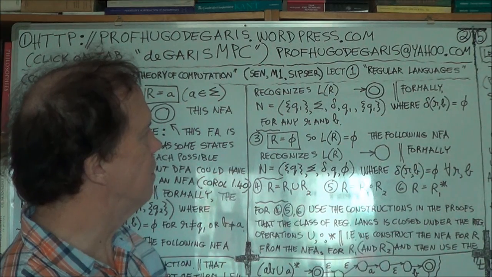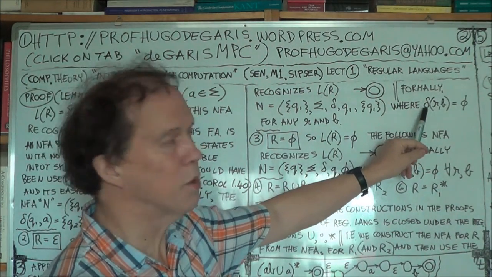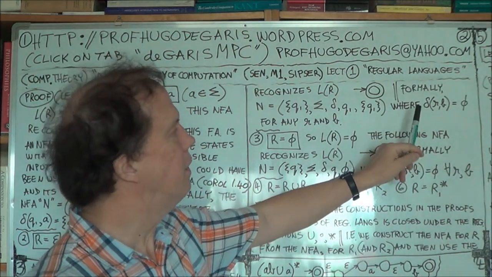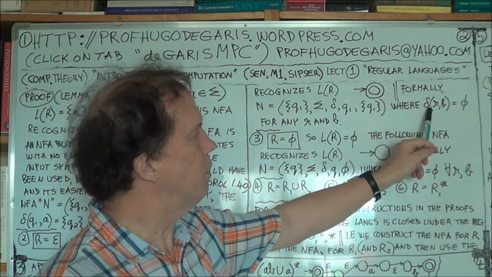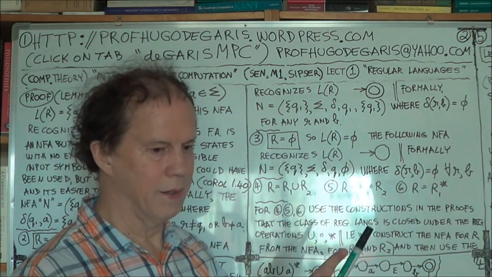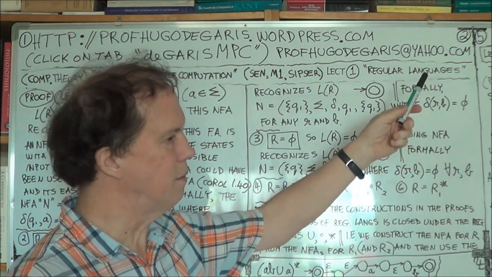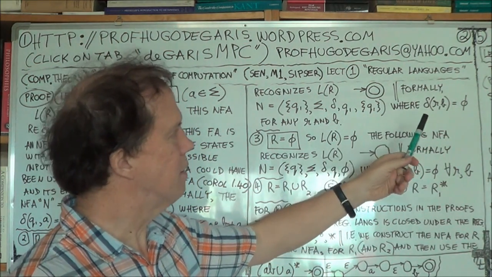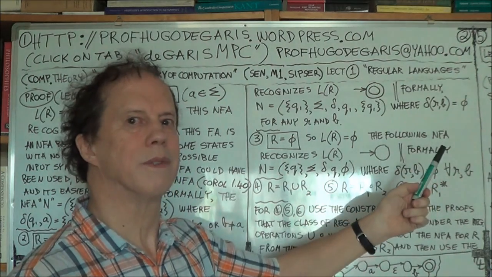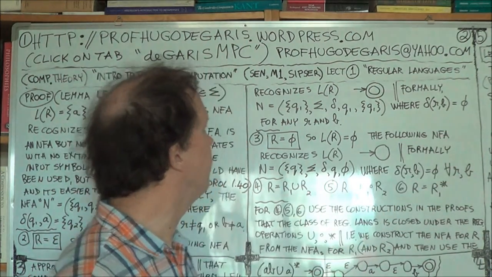So remember delta. Now we're talking about an NFA, right? And what do NFAs give? They give you a set of next states. Okay. Well, there's no next state, so it'll be the null set. Okay. Hence this. All right.